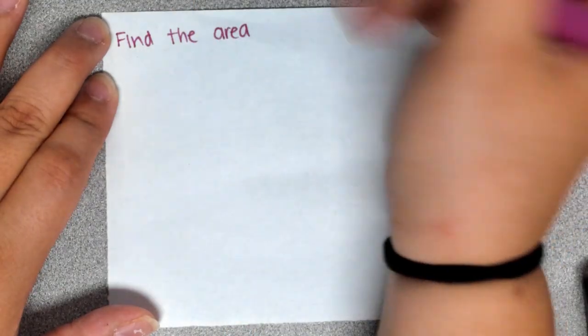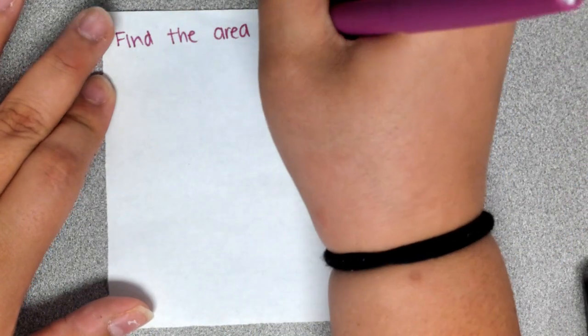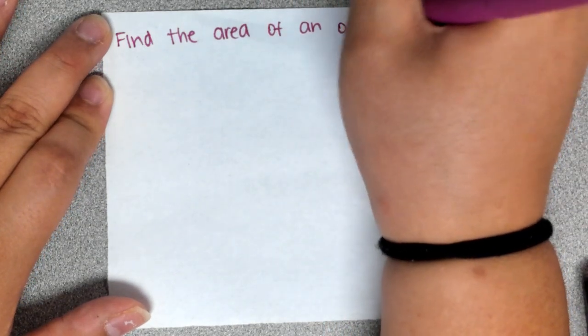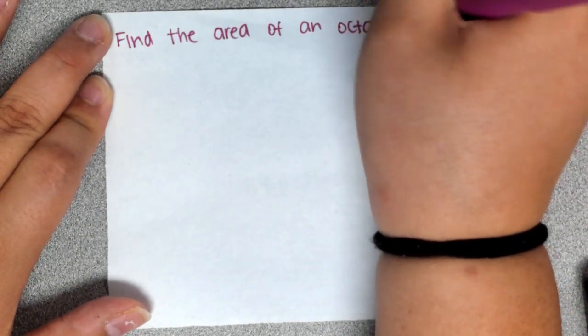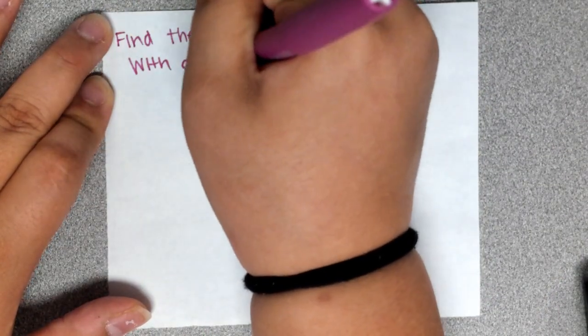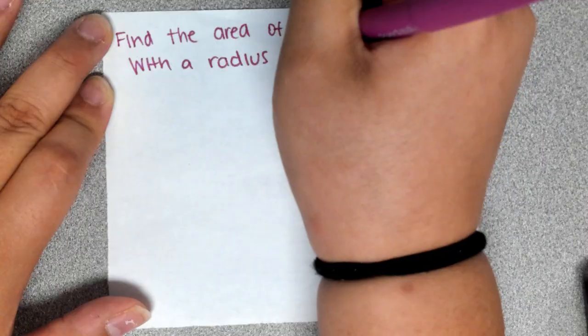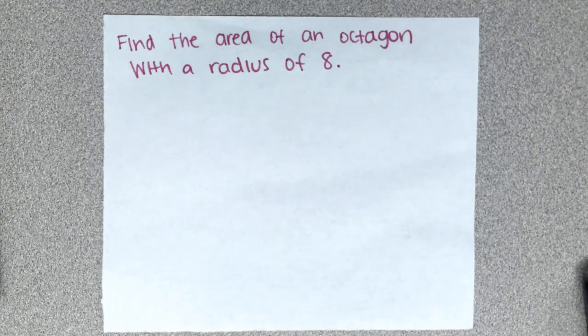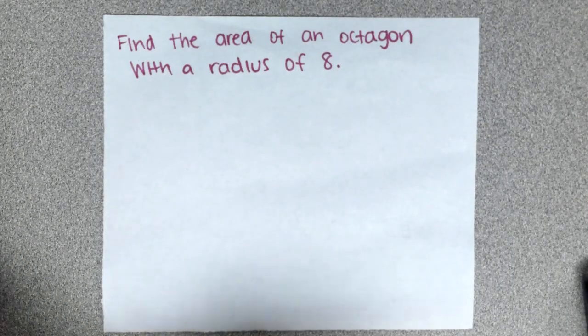And we're going to do a little warm-up real quick. You don't have to write it down, just look up. How would we find the area of an octagon with a radius of 8? Why would we divide 360 by 16?